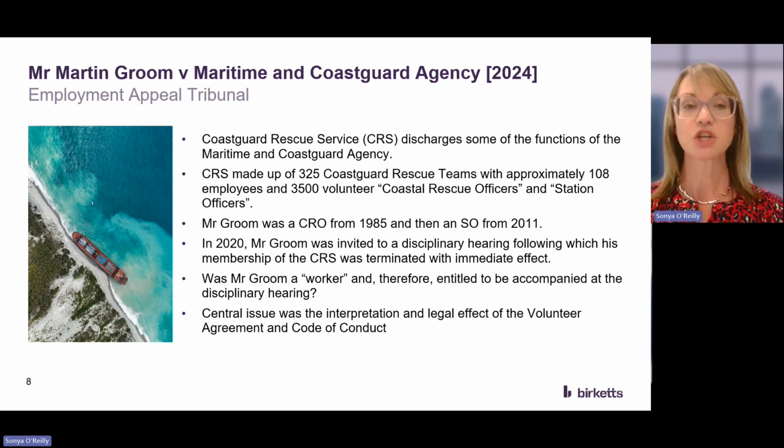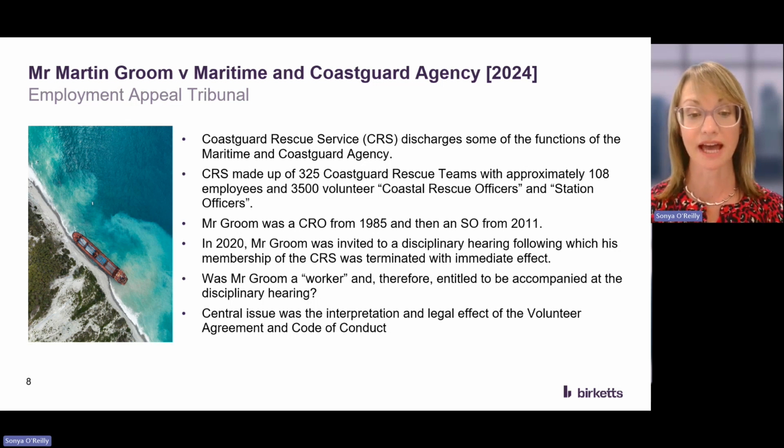So one of the main issues for the Employment Tribunal to grapple with was whether or not the volunteer agreement that was in place with the Maritime and Coastguard Agency and the written down code of conduct that they had, whether those documents actually provided Mr. Groom with particular rights which made it more likely that he was a worker than a volunteer.